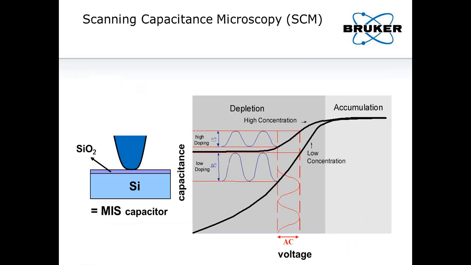The other technique is scanning capacitance microscopy. And here, again, you have a conductive probe, and then you have a silicon sample substrate there. On top of it is silicon oxide. Now you can see the tip and your sample form a metal insulator semiconductor capacitor. There is a tiny capacitance between your tip and sample, and scanning capacitance is going to measure that capacitance. And that capacitance, again, relates to the doping concentration of the semiconductor.